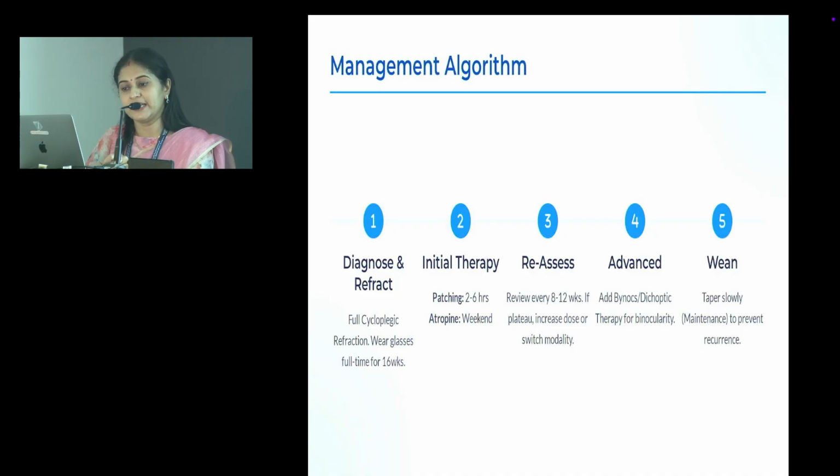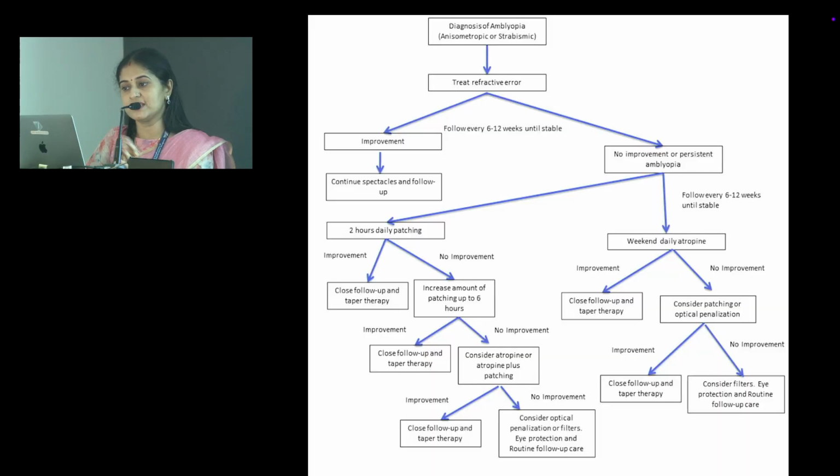So diagnose and refract, full cycloplegic refraction, always mandatory. Give the glasses, allow a period of 16 weeks. No improvement, you go to patching, 2 to 6 hours, weekend atropine, and you can reassess after 8 to 12 weeks. Then you go to your advanced therapy, that is dichoptic therapy for binocularity. Then once a child attains vision, you can taper slowly to prevent the recurrence. So this is in a nutshell what I have already told.